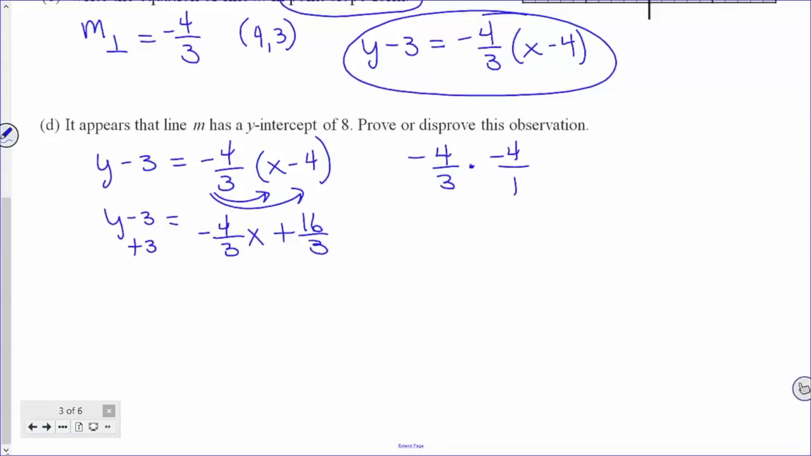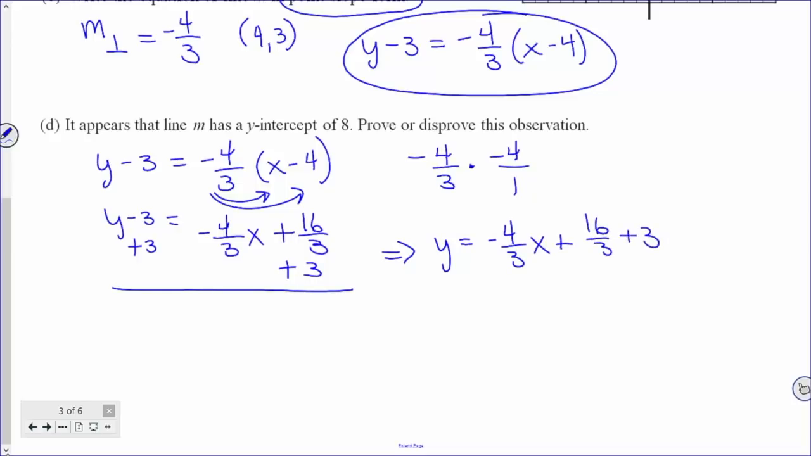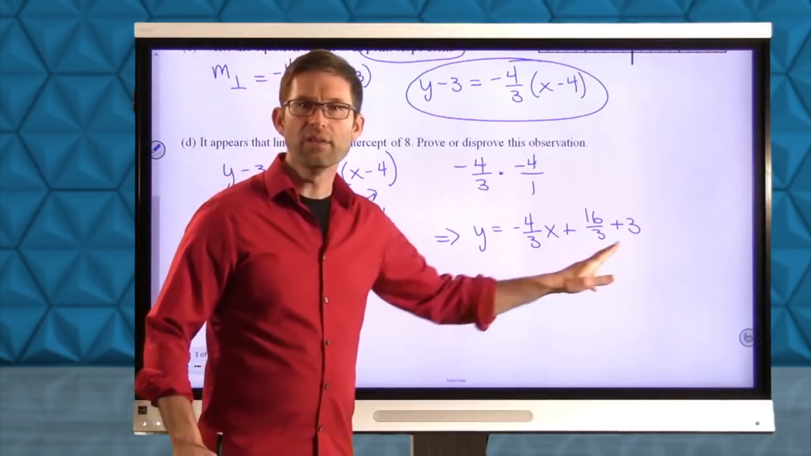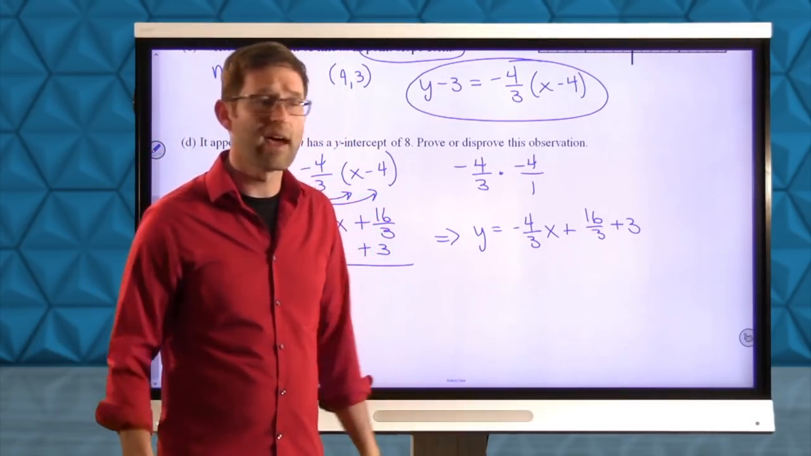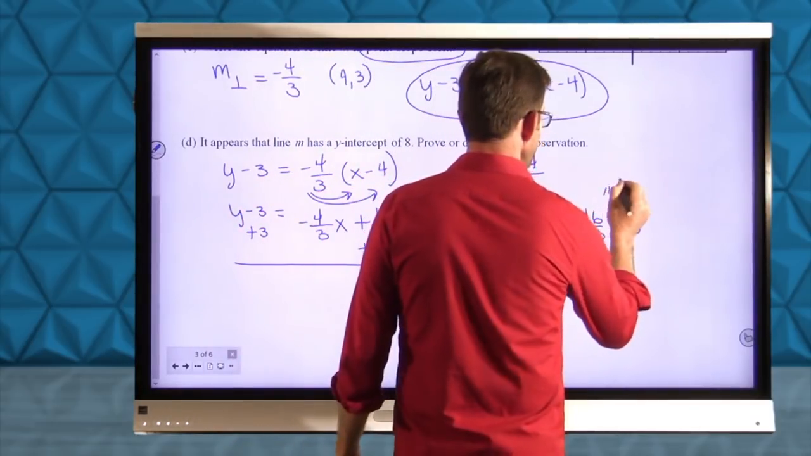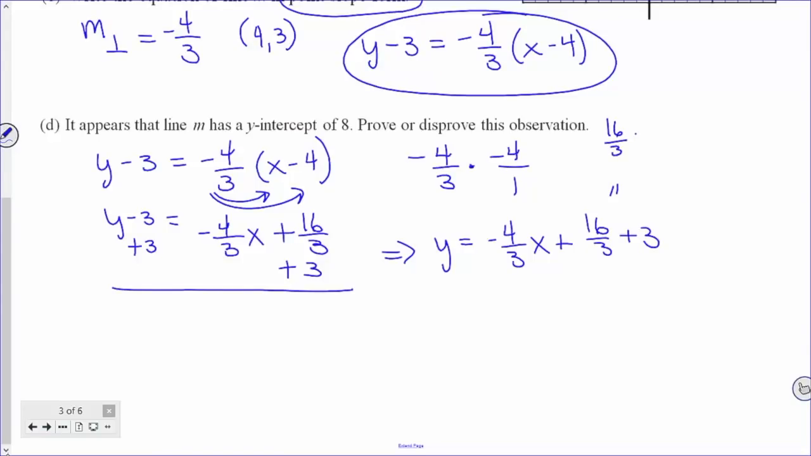I'm going to add 3 to both sides. So that's going to give me y equals -4/3 x plus 16/3 plus 3. Now I've got to be able to combine these two, and of course to add two fractions, they need to have a common denominator, right? I'm going to just do this work up here. That's going to be 16/3 plus 9/3, which equals 25/3. So the final equation of my line: -4/3 x plus 25/3.